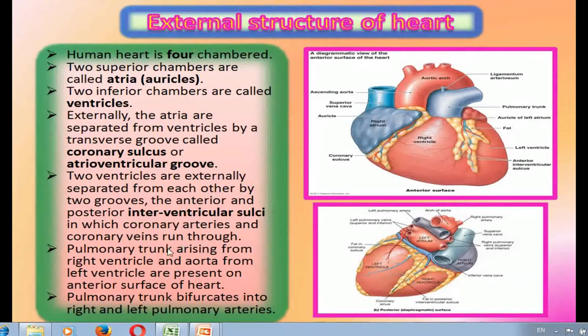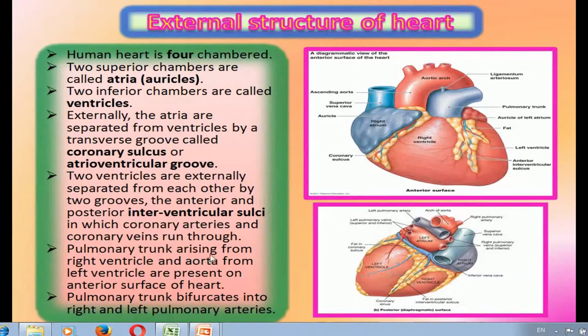Then here in this figure, the posterior sulcus, that is the posterior view of the heart. This is the posterior sulcus which separates the two ventricles, that is left and right ventricles. This is the posterior interventricular sulcus which separates the two chambers, the right and left ventricles.